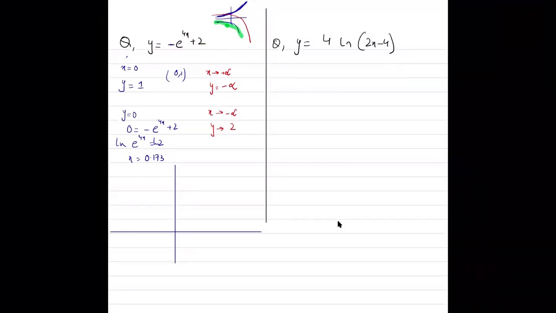So the maximum value I'm getting over here is 2, and the x-intercept is 0.173 and the y-intercept is 1. So 0 comma 1 is this point, and the x-intercept is 0.173. So the shape of the graph is going to look something like this. Now try 4 ln 2x minus 4.